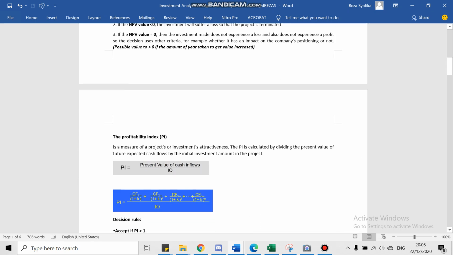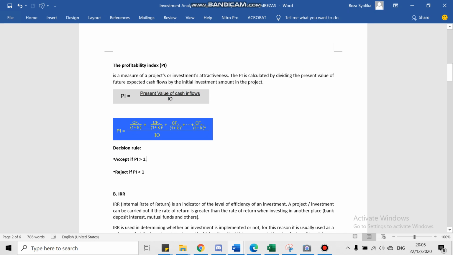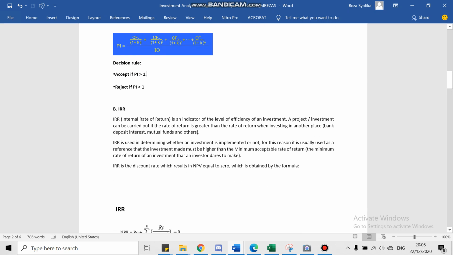So moving on, similar to the NPV, there is the profitability index. The formula is quite similar, but the difference is that the NPV uses an absolute measure, while the profitability index uses a relative measure. So it's a measure of a project's investment attractiveness. It's calculated by dividing the present value of future expected cash flow by the initial investment amount in the project.